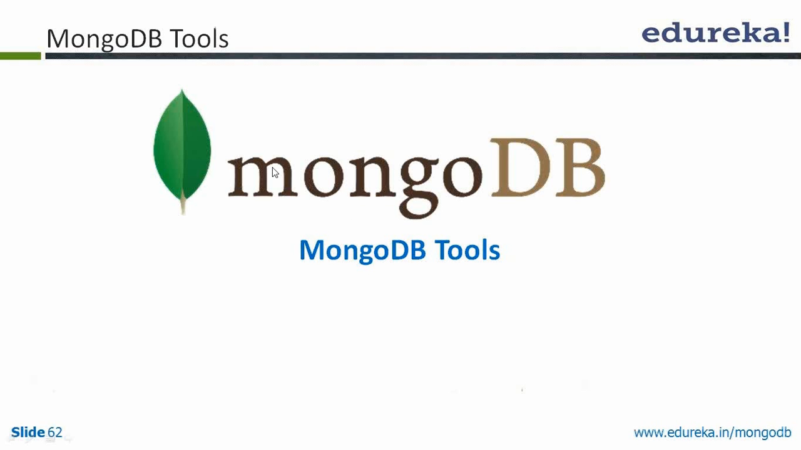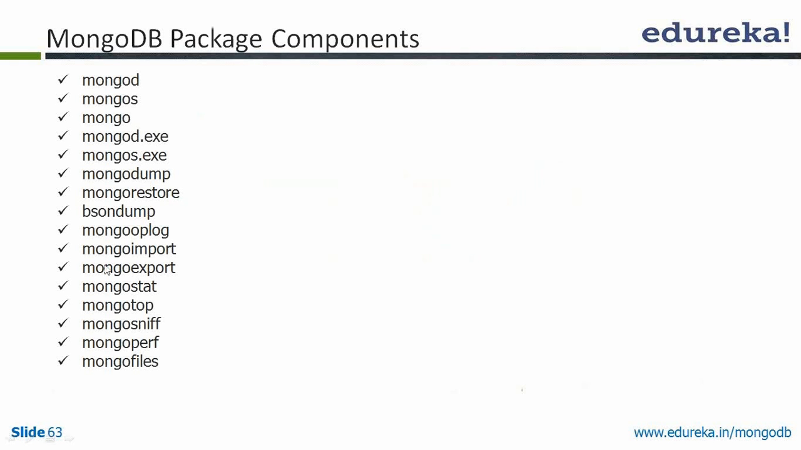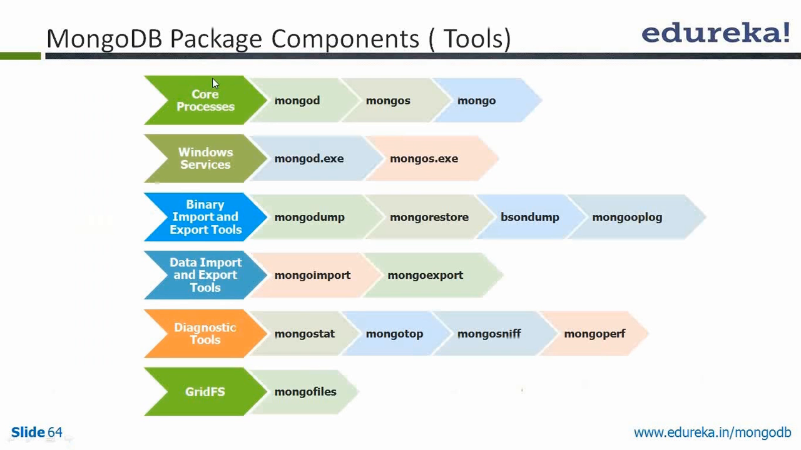Now let's understand about MongoDB tools. For example, if you download MongoDB, what tools will be downloaded with the MongoDB package or software? Let us see. These are the tools which automatically come along with your MongoDB package. Each and every tool has a different kind of usage. We will see. I have divided them here into 6 portions.